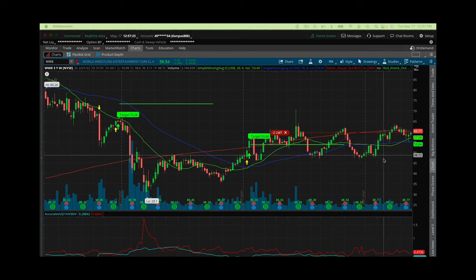If we're able to do both, like a scenario like right here, where we get a little bit of interplay within the channel, we could do both, selling a put credit spread and a call credit spread, which is called an iron condor, and we'll do some videos on that in the future.